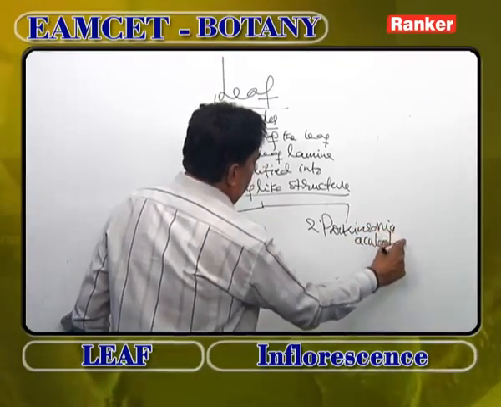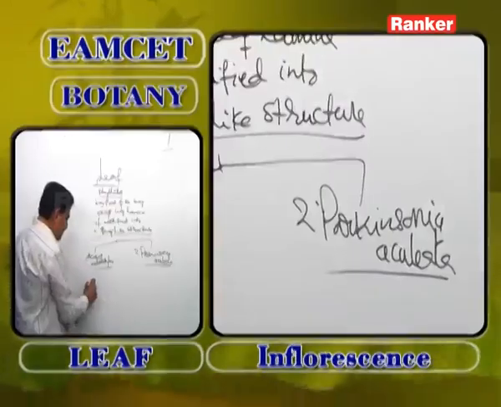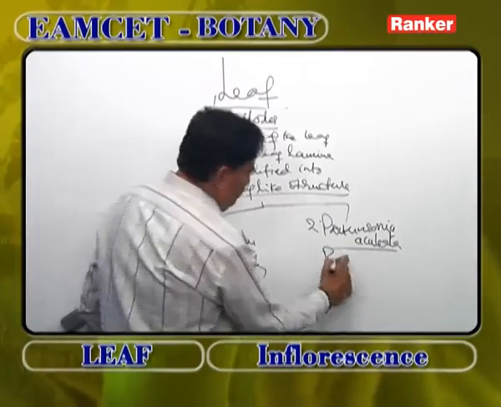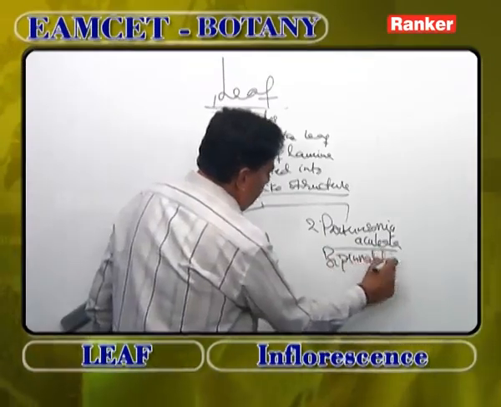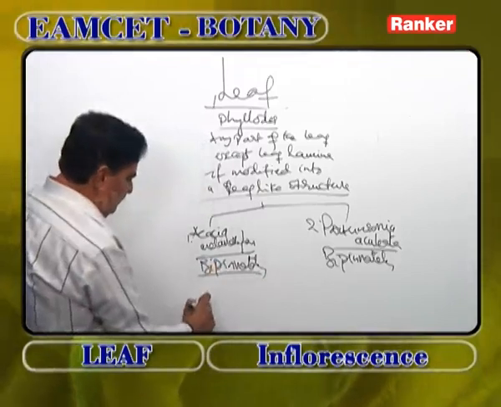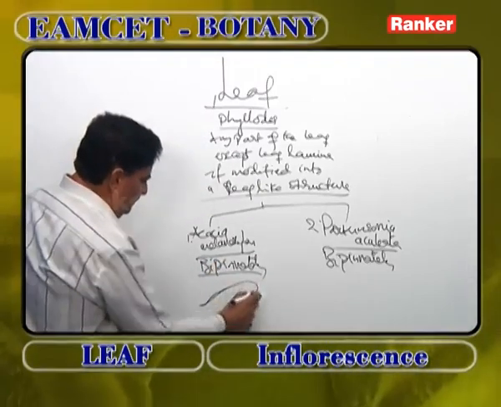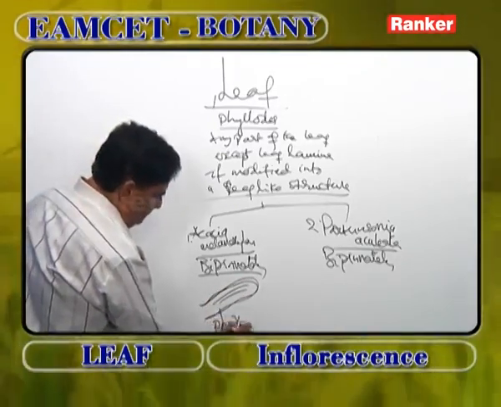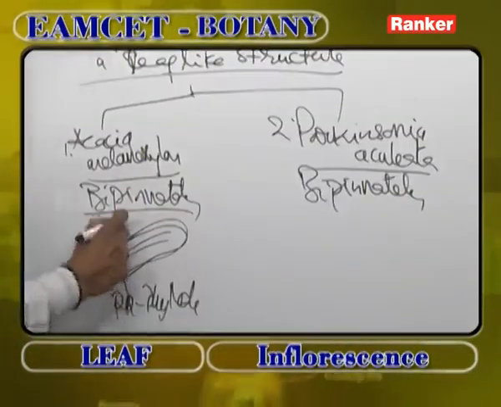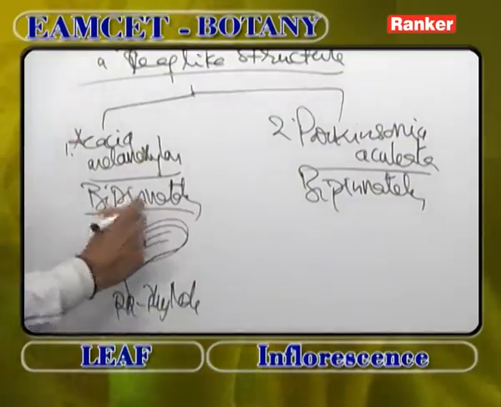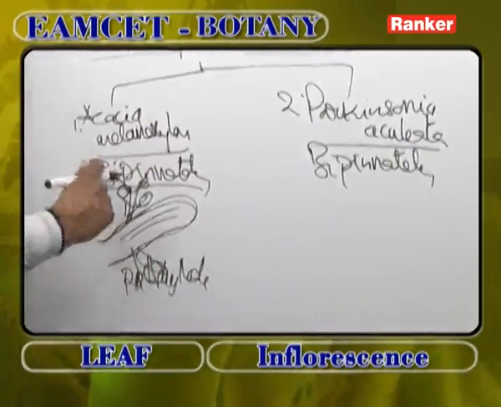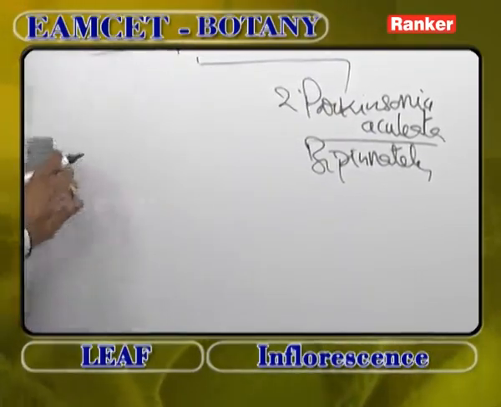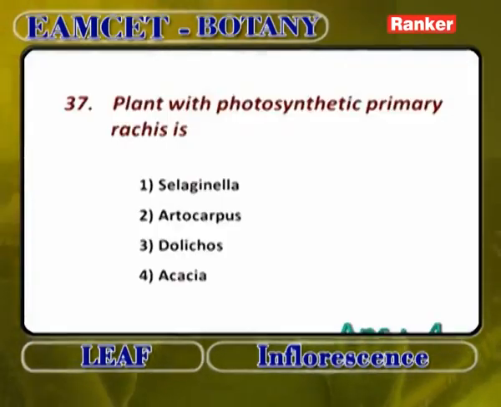In Acacia melanoxylon, bipinnately compound leaves are present. In Parkinsonia also, bipinnately compound leaves are present. In the bipinnately compound leaves of Acacia, the primary rachis modifies into a phyllode. It bears secondary rachis which bears leaflets. But gradually the secondary rachis, leaflets, everything fall off. Only the primary rachis performs photosynthesis.